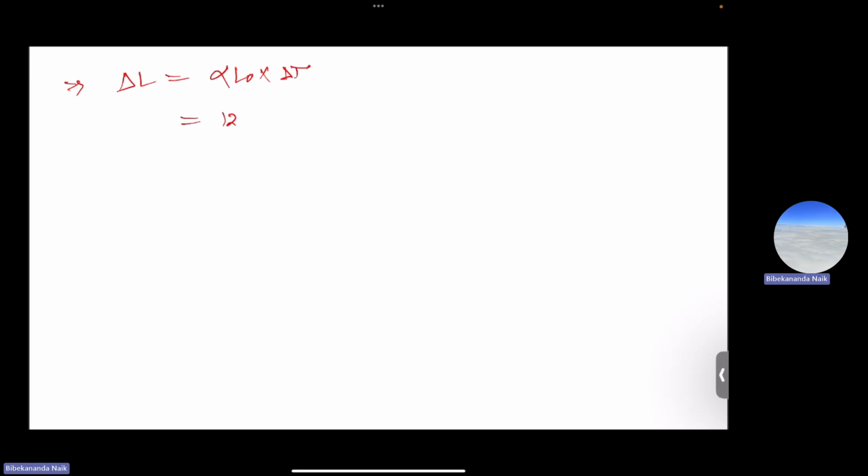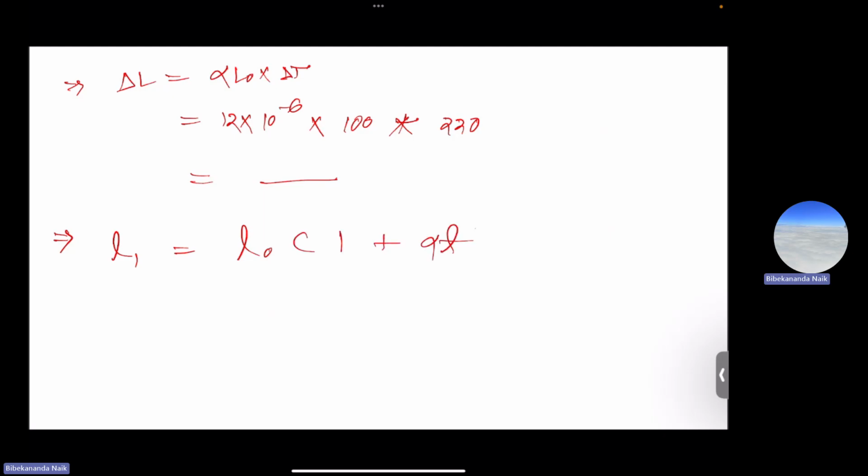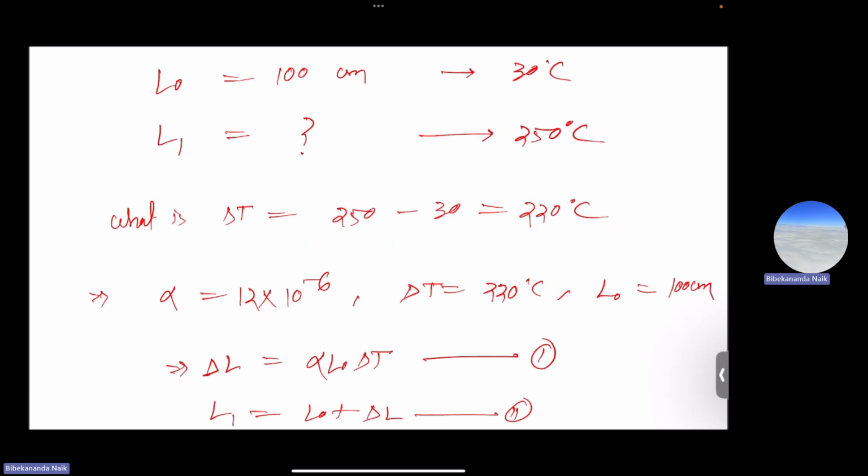So alpha is 12 into 10 to the power minus 6, into L0 is 100, into delta T is 220. We can get the value of delta L, but directly we can find the value of L. So L1 will be L0 into 1 plus alpha delta T. How did this formula come? Here you see L1 is equal to L0 plus delta L, so L0 plus alpha L0 delta T. If you take L0 common, then it will be 1 plus alpha delta T.